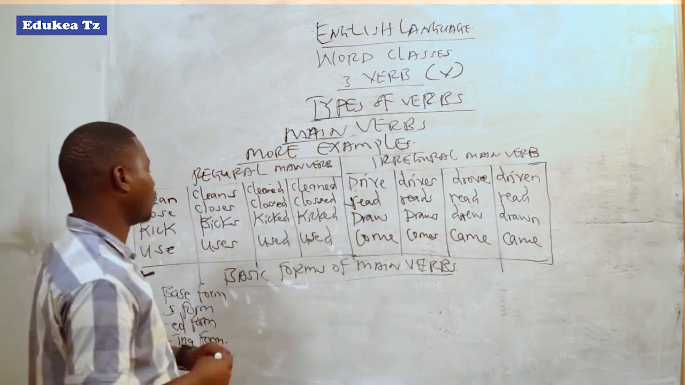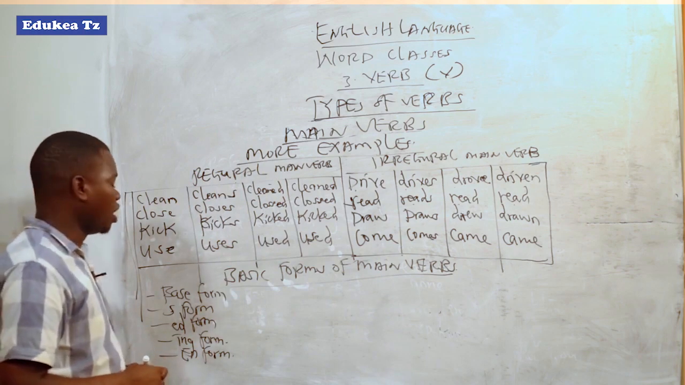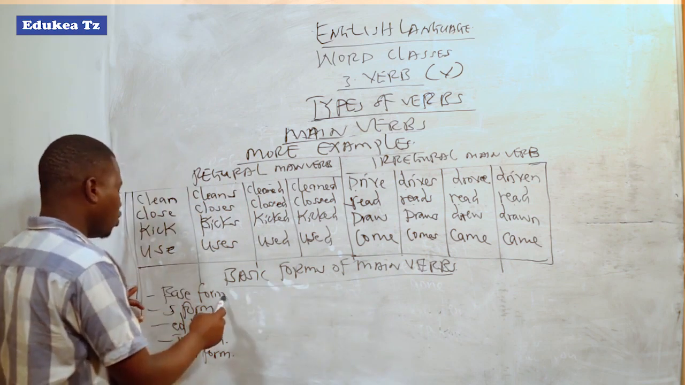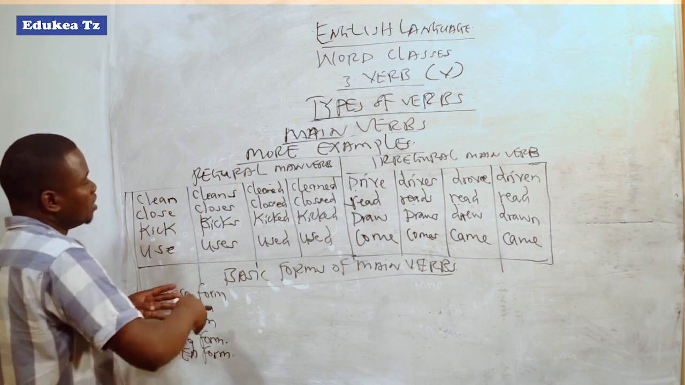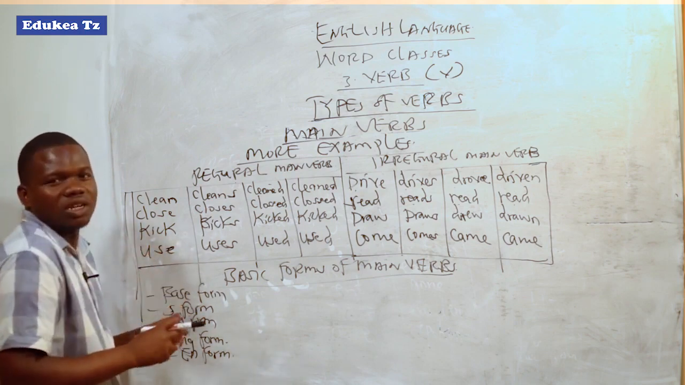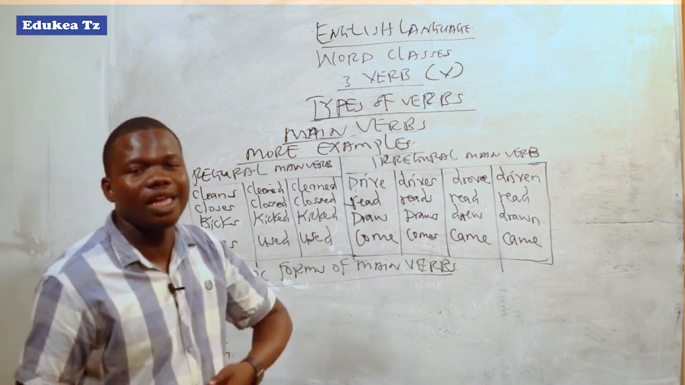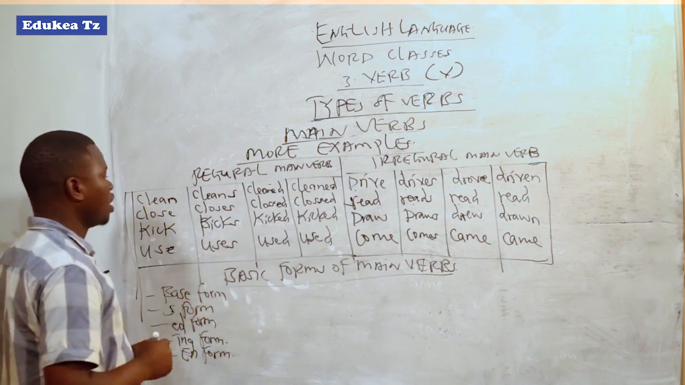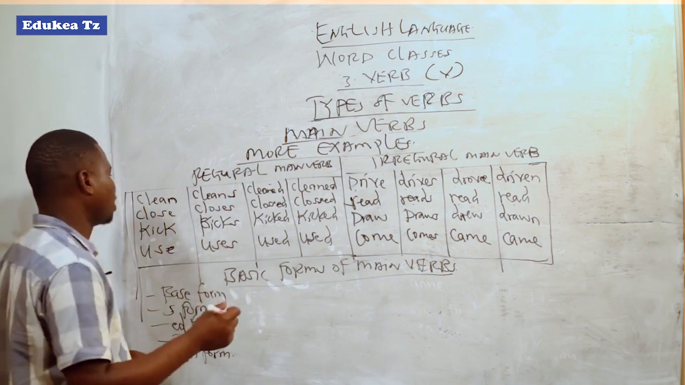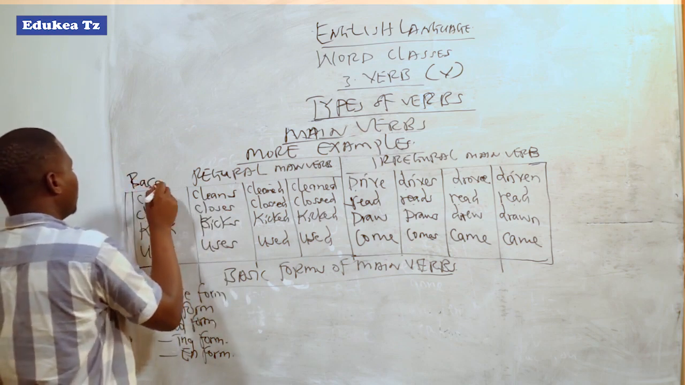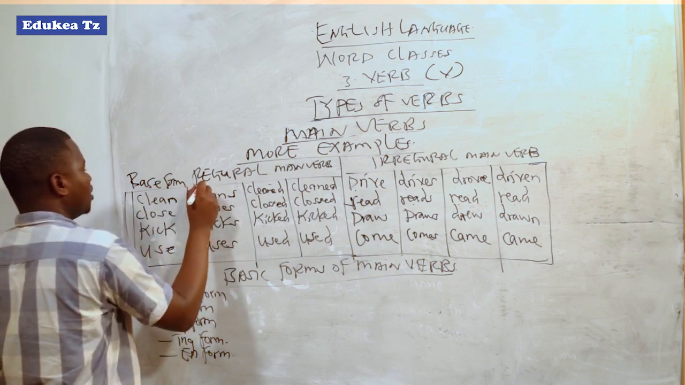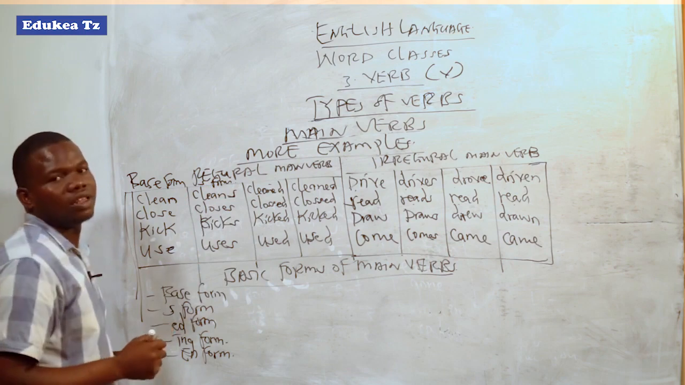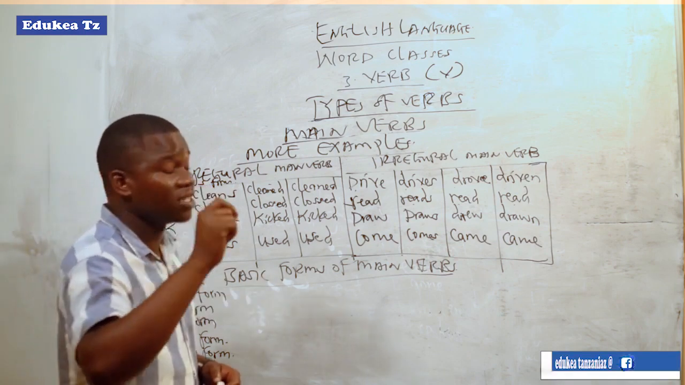Then after that we have the basic forms of main verbs. Main verbs have 5 basic forms. Once we are talking about the basic form, it is the original or root, the base of a word before any addition. S form is when to a word we add s or attach s. For example, here this is the basic form, while here it is the s form. That's why all these words in this box have added s.